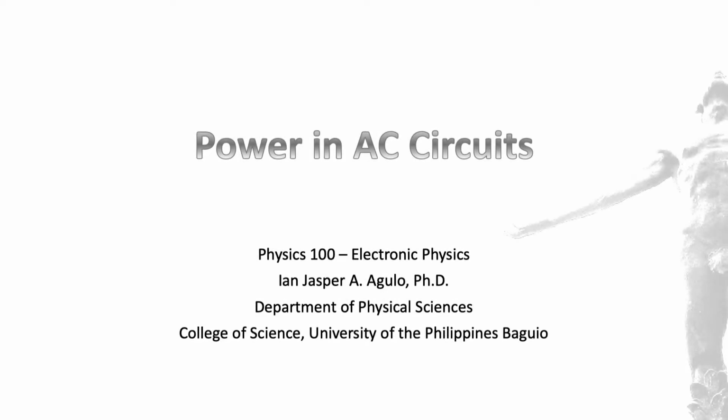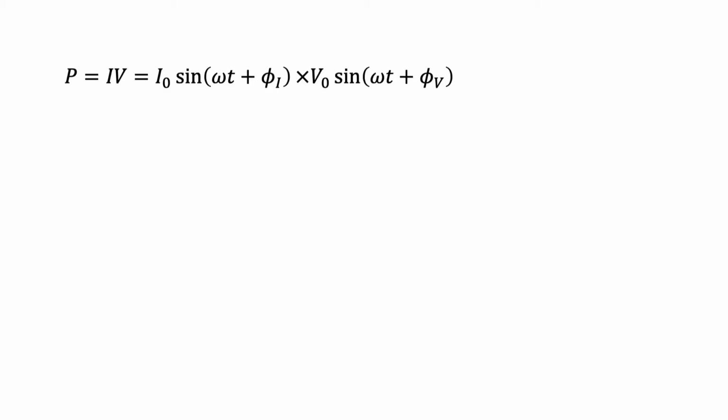In this video, we are going to talk about power in circuits with an AC source. The basic definition of power is the product of the current and the voltage. We generalize this and add a phase difference between the current and the voltage. We then write as shown.